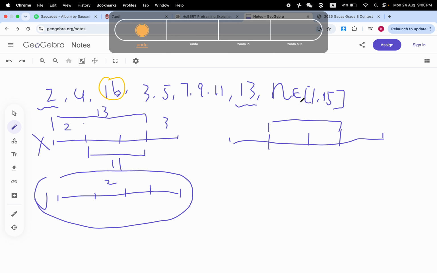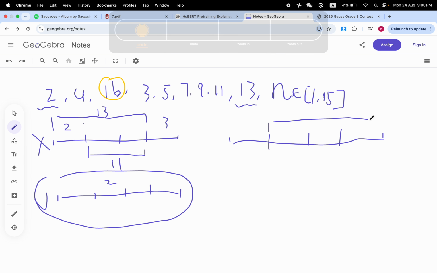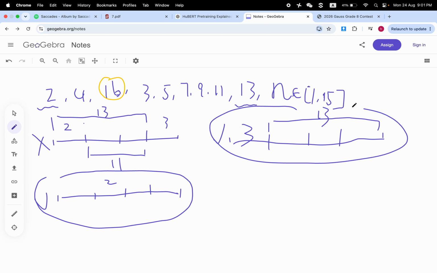13 must cover 3. Total is 16. 13 must cover 3 of them, and the rest is 3. And that's the second message. Okay, this must happen. This must happen. These two things are what we want to keep in mind.